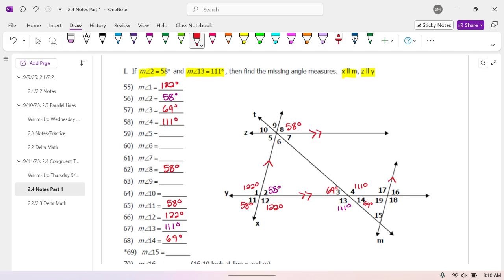All right. Someone else. 5 is 58 because it's vertical to 8. Good. All right, someone else. 18 is 122 because it's like. You're right, it's 122, but what's the relationship? Corresponding. It's corresponding. Good.